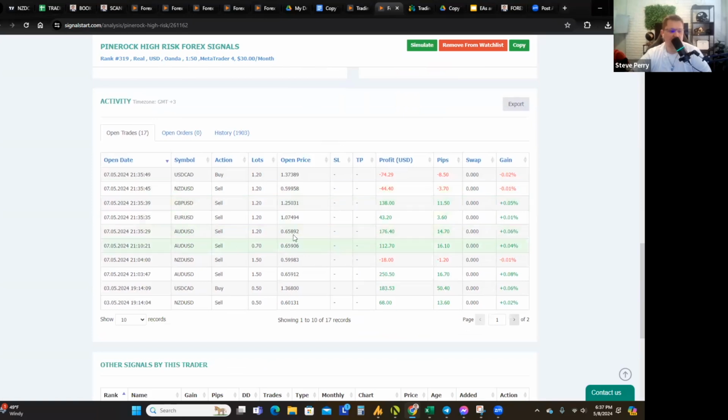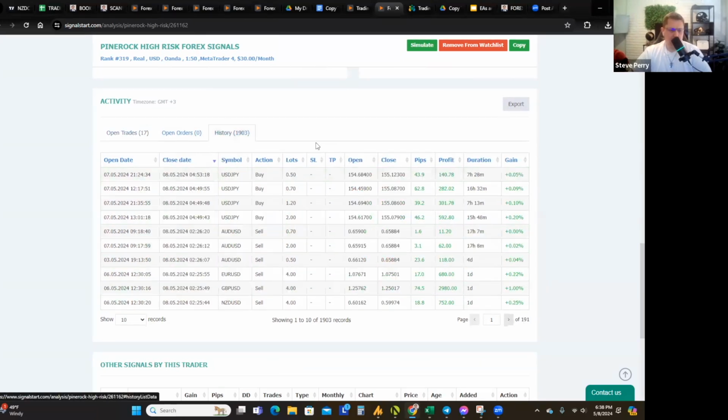These are their open trades. So you can kind of see what they've got going on here. This guy's got 17 trades open right now, and these are their lot sizes, how much they're up or down, and so on. Here's their history. So here's all the trades from the past.